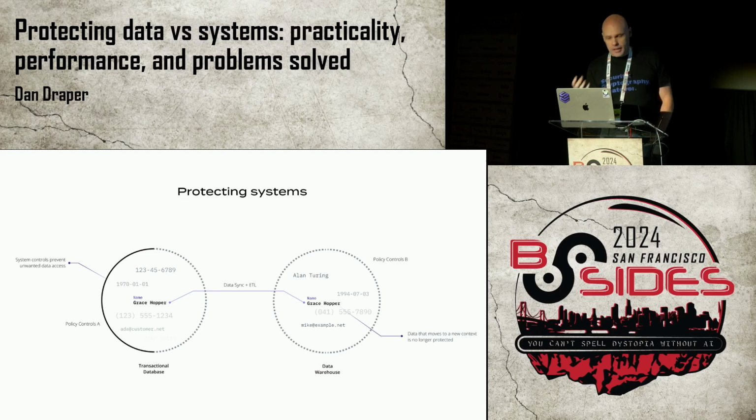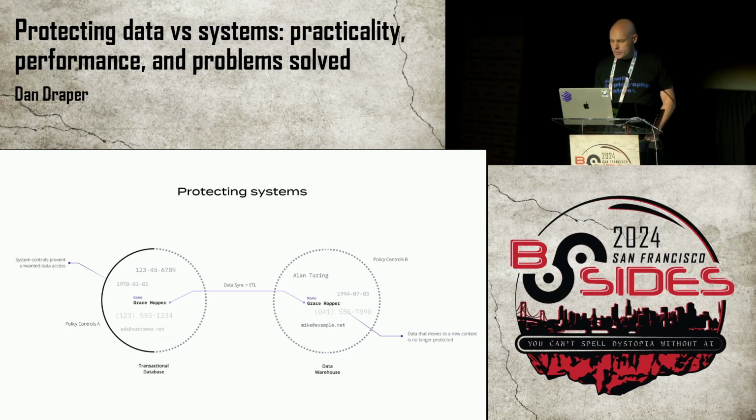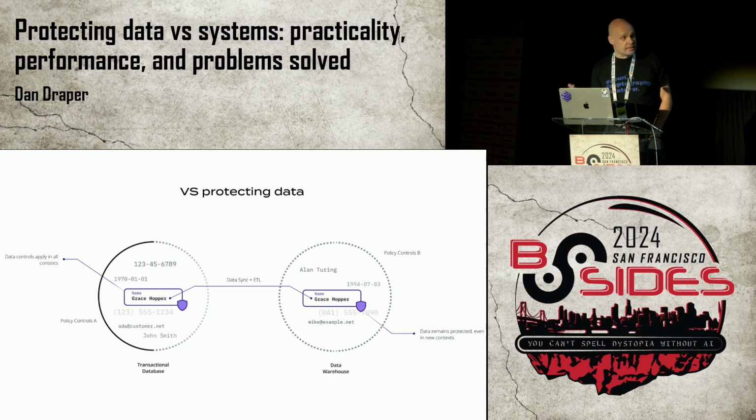But the problem is when we apply policies or controls to that database, it only works for that database. If data moves to another database, say a data warehouse, whatever controls we've set up on the first database don't do anything to protect the data in the second database. So we have to make sure that they're applied to both systems independently, even though they may be saying effectively the same thing. When we think about protecting data, we think about protecting the data directly.